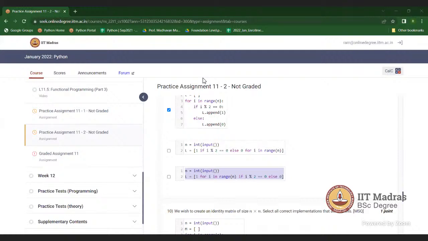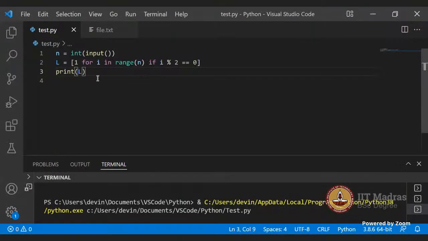Let me print L here. Are you able to see my screen? No, sir. Okay, sorry. Are you able to see my screen now? Yes, sir.